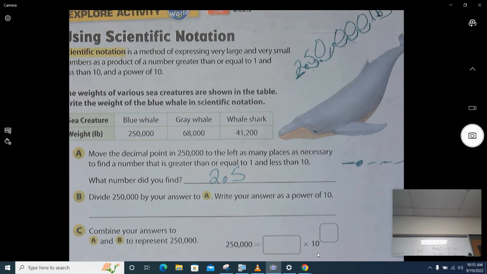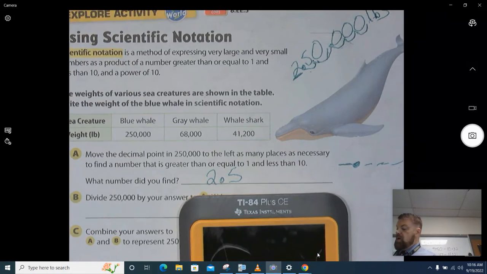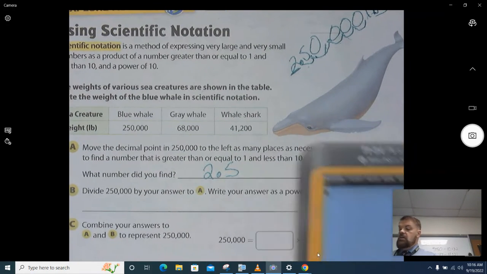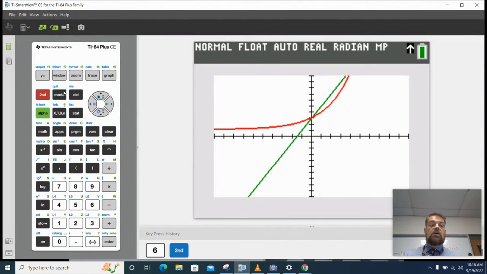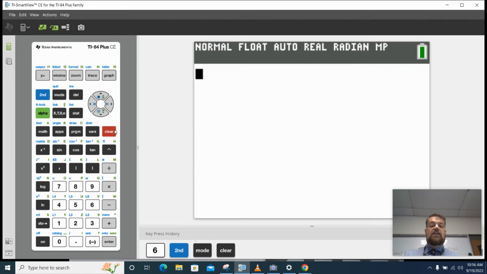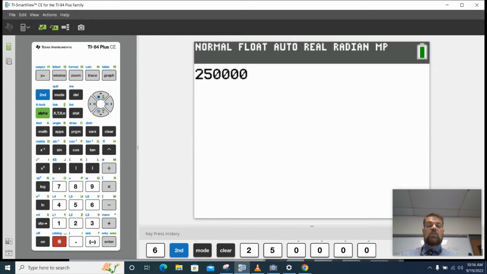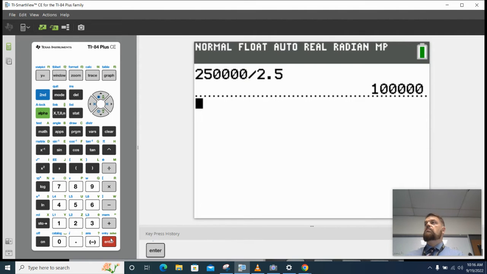So take out your handy dandy calculator. Turn that bad boy on. Okay. Go to second mode, then hit clear. And it says take 250,000 and divide it by 2.5. So when I hit enter, what do I get? 10,000. Or actually 100,000, right?